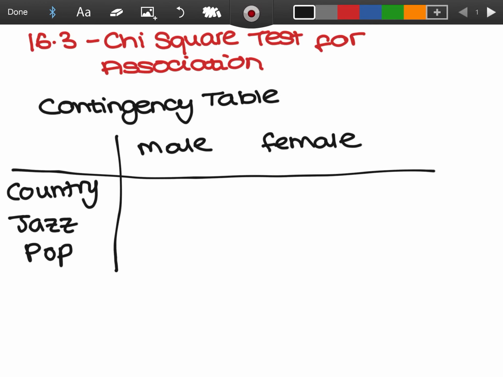So what we're going to do is write in this table how many people are male and like country music. However many people there were, you can write that in there. Then you write in how many people were female and like country music. Same with jazz and same with pop. So a contingency table tells you how many people fall into these categories. You'll have how many fall into male and jazz, how many fall into female and pop, etc. So it tells you the link between the two variables.